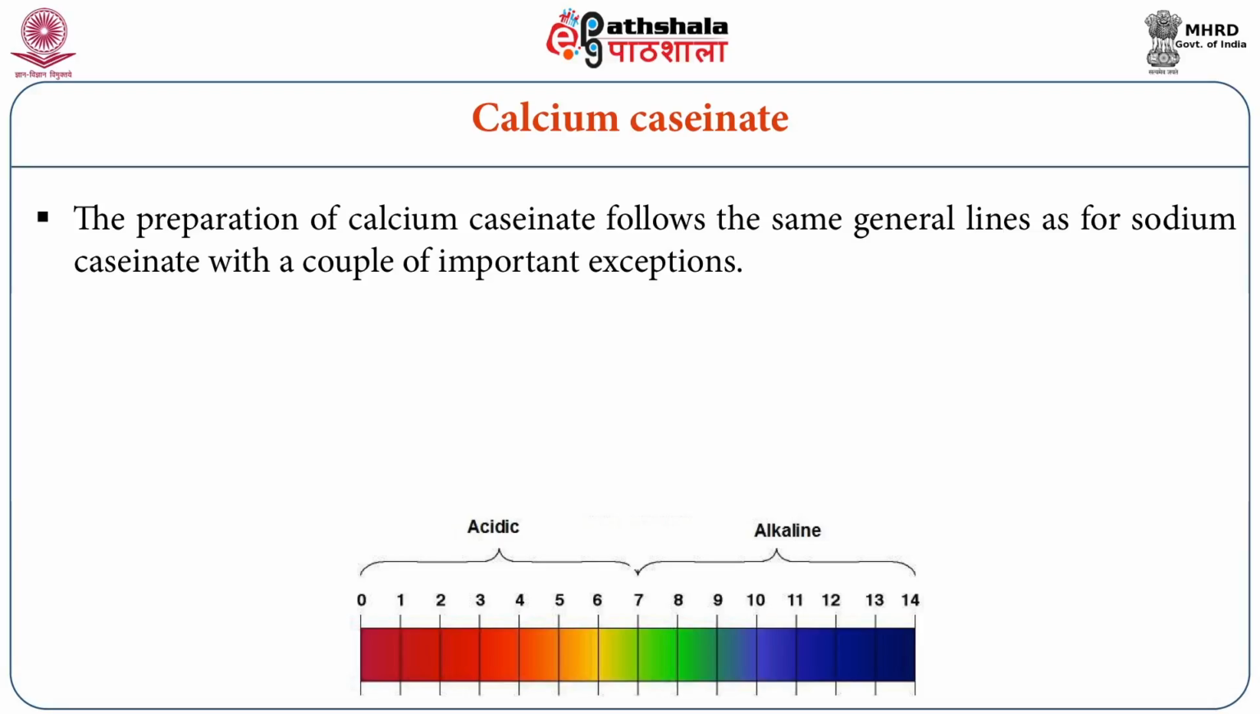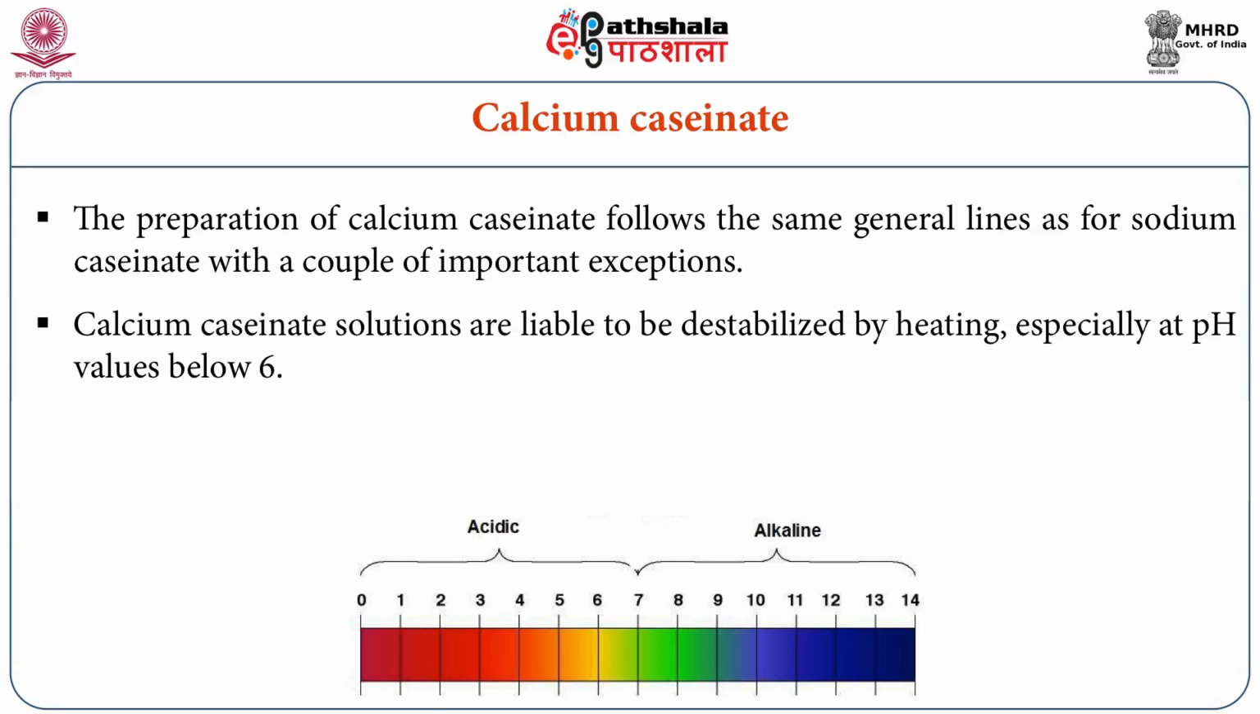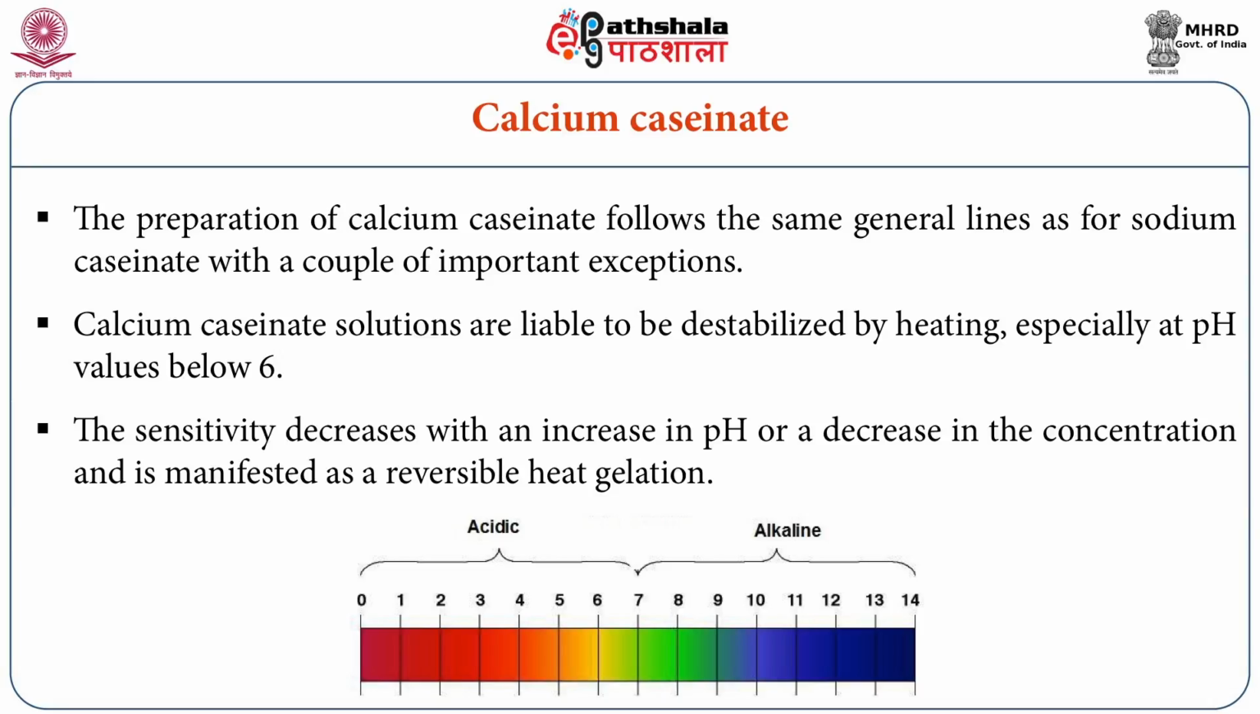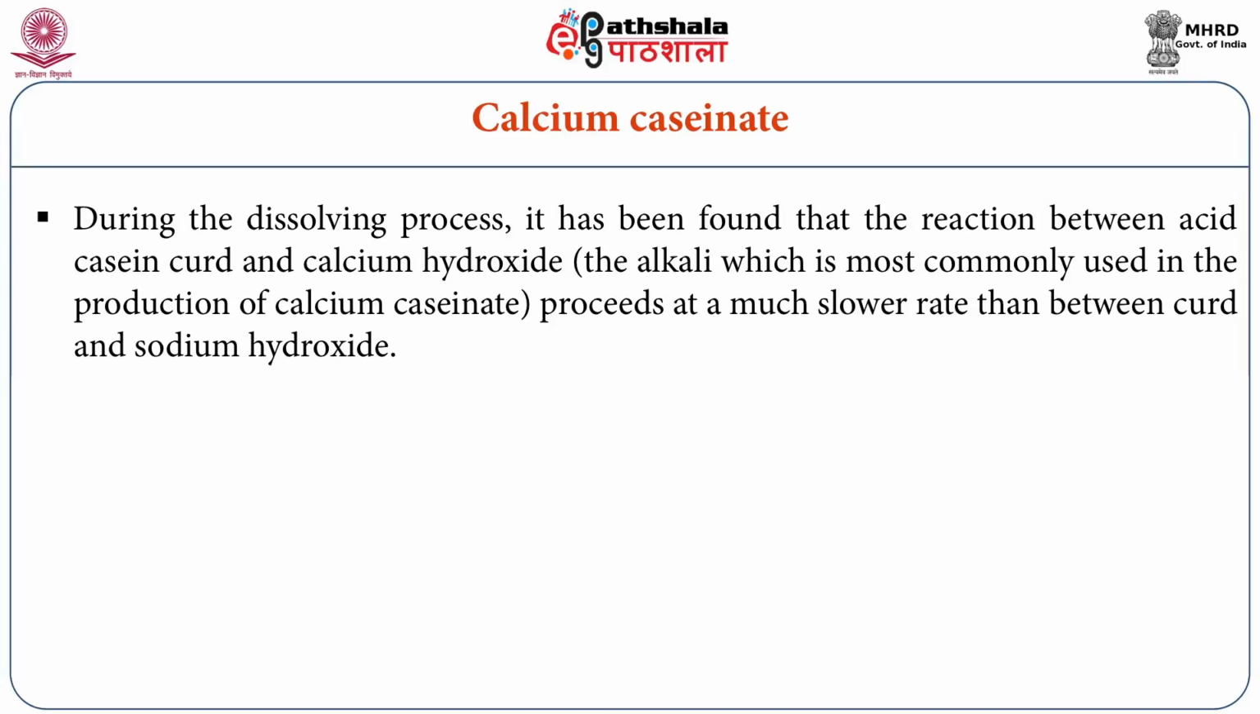The preparation of calcium caseinate follows the same general lines as for sodium caseinate with a couple of important exceptions. Calcium caseinate solutions are liable to be destabilized by heating, especially at pH values below 6. The sensitivity decreases with an increase in pH or a decrease in the concentration, and it's manifested as a reversible heat gelation. During the dissolving process, it has been found that the reaction between acid casein curd and calcium hydroxide proceeds at a much slower rate than between curd and sodium hydroxide.